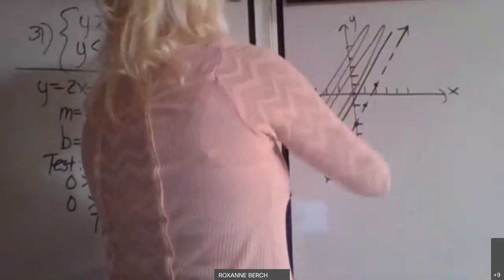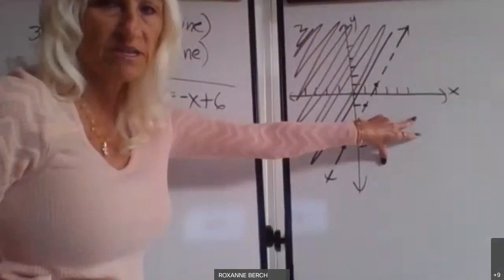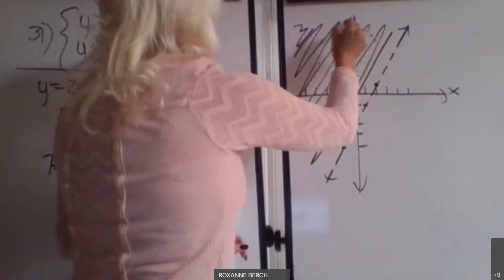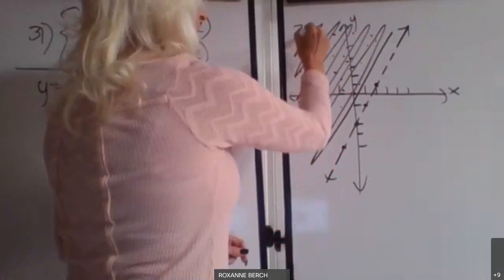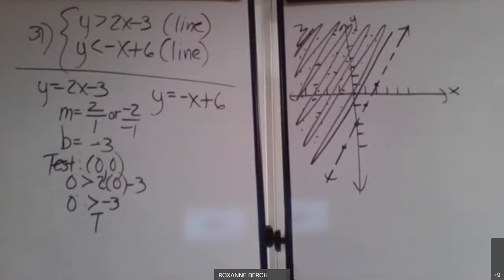And that means all these guys over here are not solutions. All of these guys are solutions, these ordered pairs. There's millions of them, infinitely many of them. So all of these guys are solutions. And all of those guys on the other side of the line are not solutions. And now we go to the next problem.